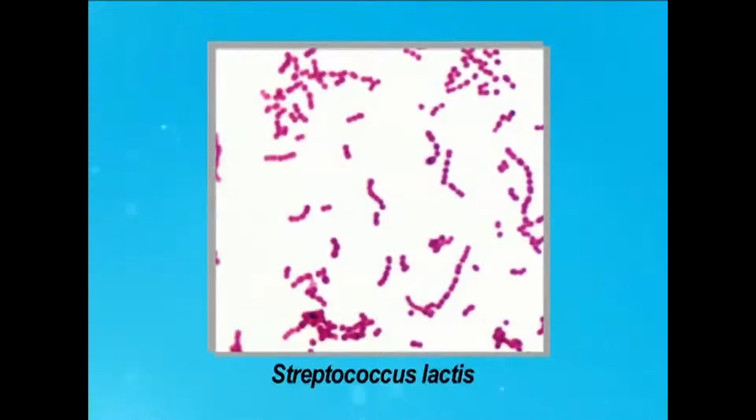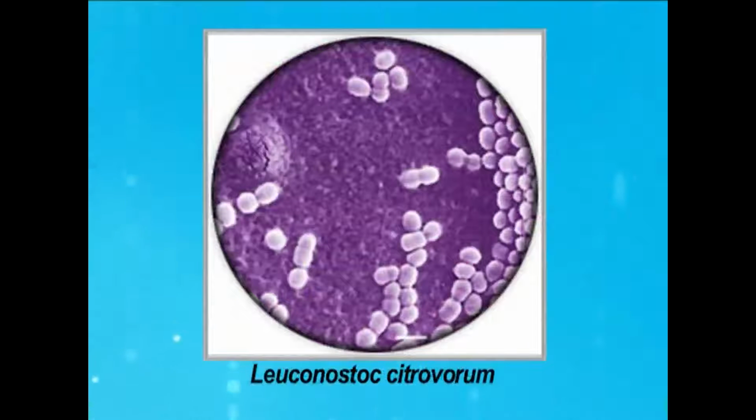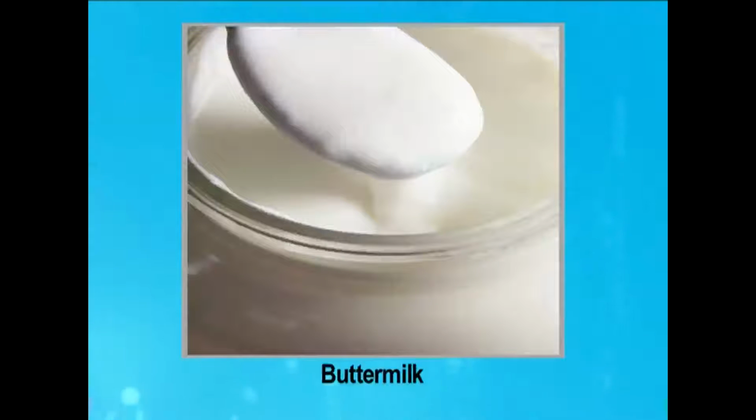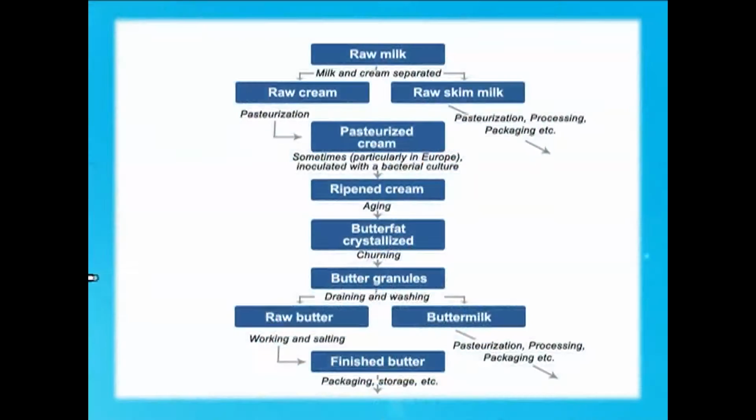This buttermilk can be prepared by the use of Streptococcus lactis along with Leuconostoc citrovorum. As a result of this, the buttermilk tastes very nice and it is also healthier to consume. So during the production of the butter, we can say that when the butter granules are being taken out, the raw butter is prepared from these butter granules and the liquid portion that comes out is the buttermilk.